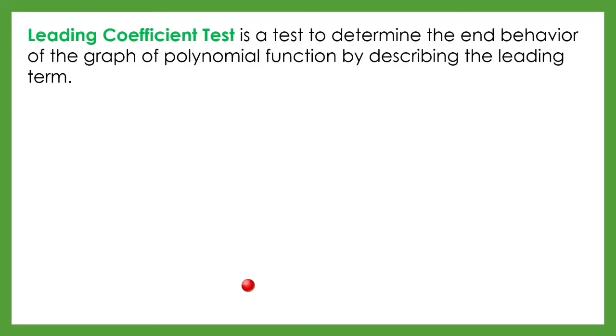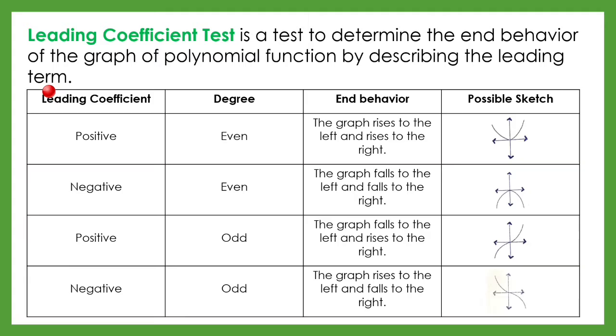Ano ba ang leading coefficient test? Leading coefficient test is a test to determine the end behavior of the graph of polynomial function by describing the leading term. Leading coefficient test has 4 cases. These are: the first case, if the leading coefficient is positive and the degree is even, ang end behavior ng graph, the graph rises to the left and rises to the right.